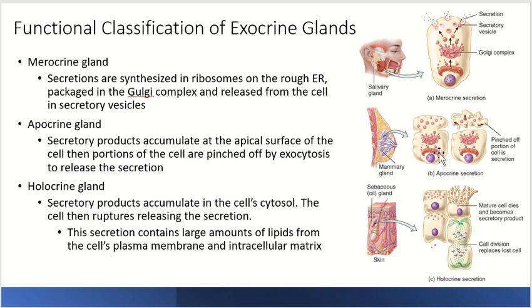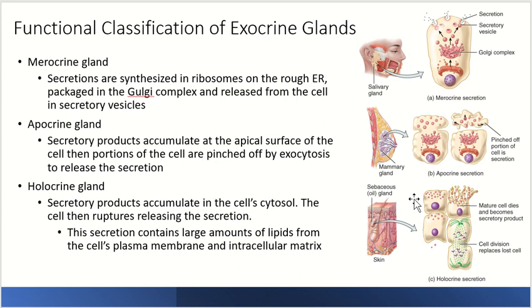We then have the apocrine glands. These are going to be glands where the secretory product accumulates in the apical surface, the top surface side of that cell, and then a portion of that cell, that apical portion, is going to be sort of pinched off by exocytosis, and this is how we release those various cellular secretions, just basically by pinching off the top side of that cell. These are found in mammary glands. So like during milk production, during lactation, this is how that milk is produced.